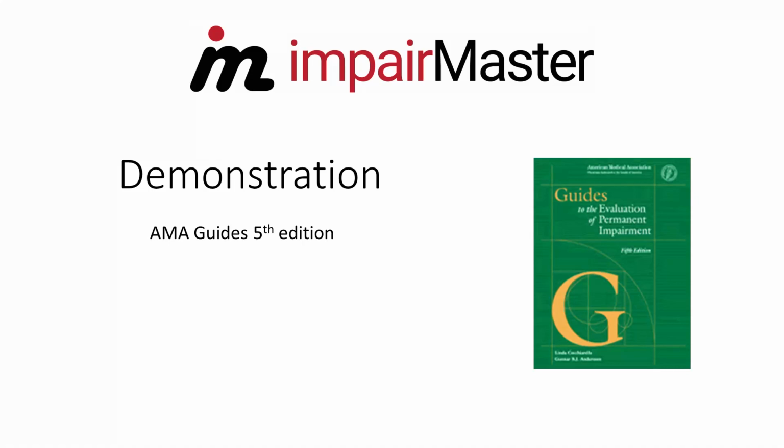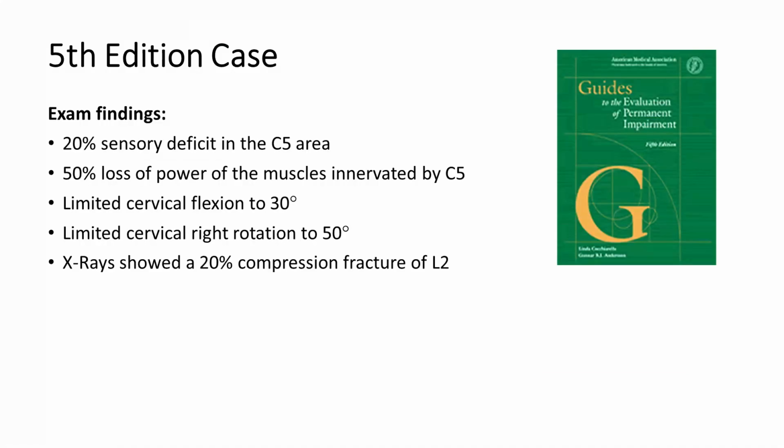In this demonstration, I'll show you how ImpairMaster can easily generate impairment rating reports based on the 5th edition of the AMA Guides to the Evaluation of Permanent Impairment. For this example, our fictitious patient fell 30 feet and landed on his upper back.